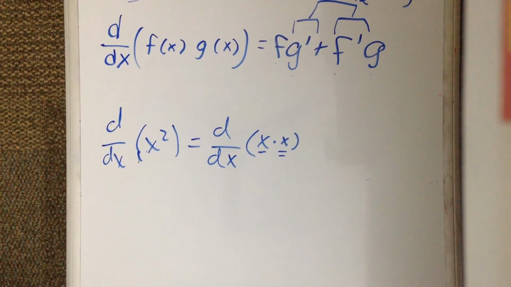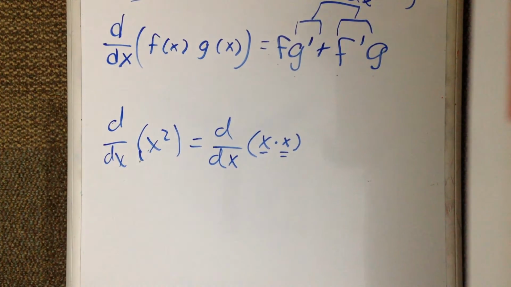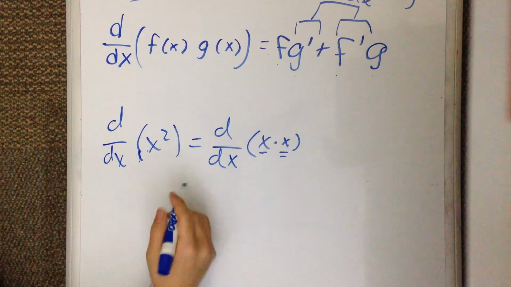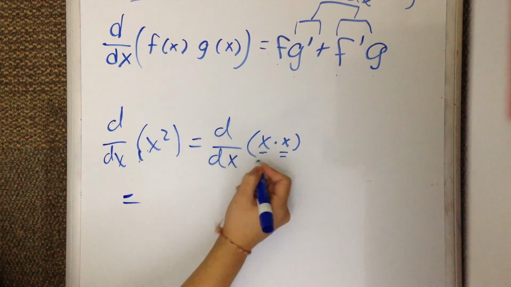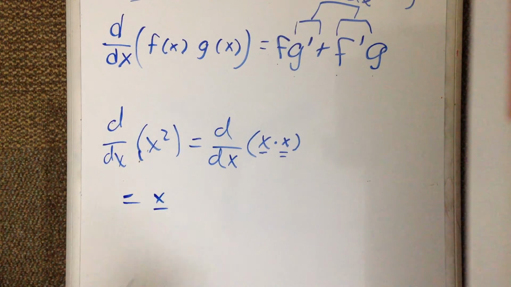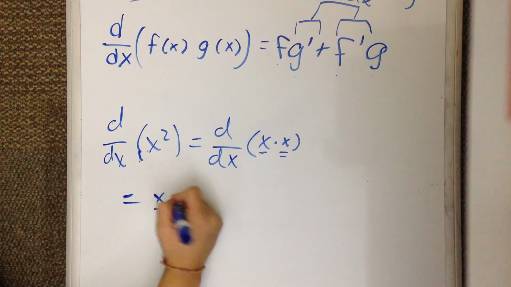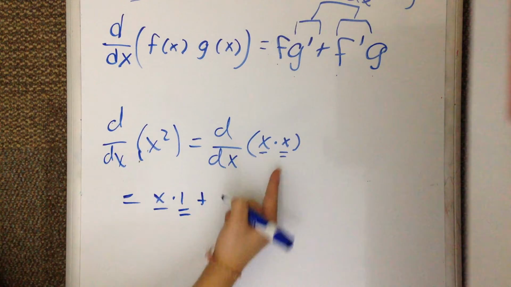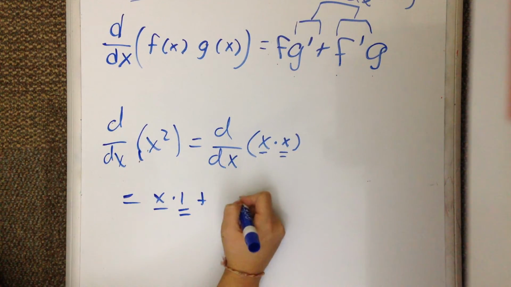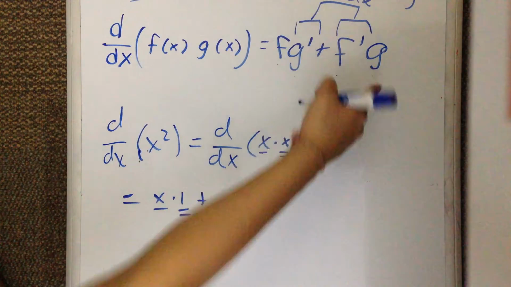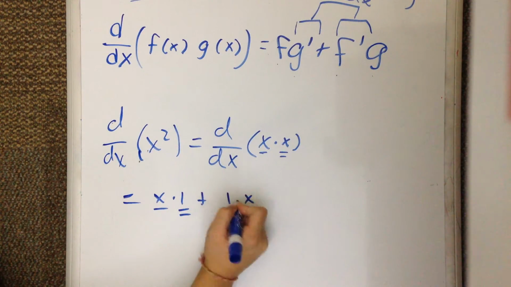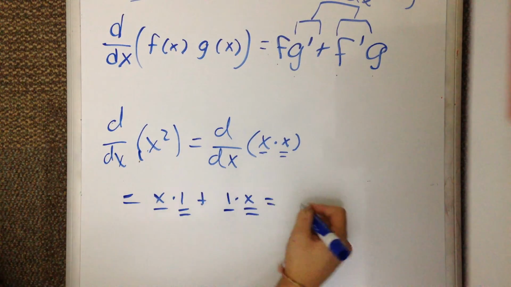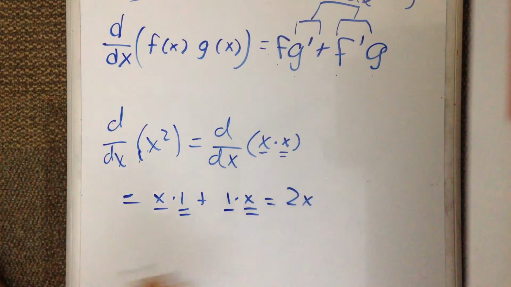Let's just take some derivatives. It's the first one times the derivative of the second. So we get the first one times the derivative of the second, which is 1, plus the second one on the right times the derivative of the first. Well, we know what that gets us. That gets us 2x.